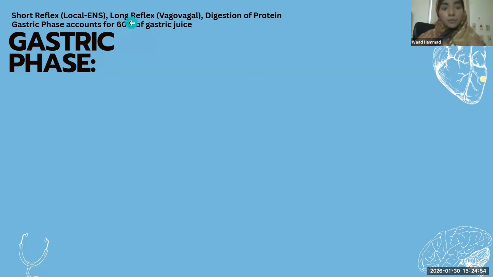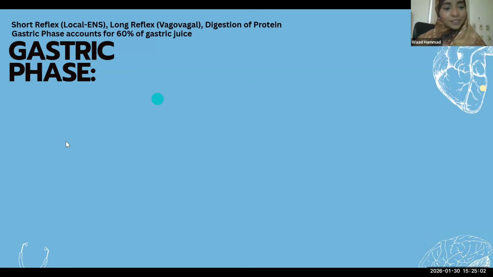Then we have our long reflex, which is vagovagal. Someone asked if I can re-explain the first clinical case. I will do it right after this, after the gastric phase. So the long reflex is also called vagovagal, and then we have digestion of protein. All three of these stimulate the release of gastric acid in some way.